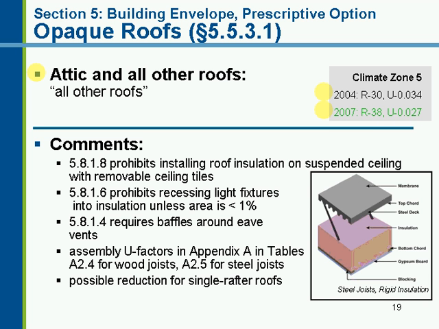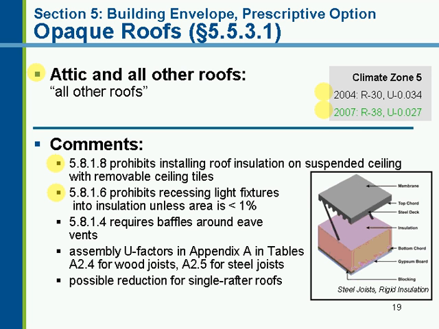A couple of points to note here in the installation instructions. Section 5.8.1.8 indicates that you cannot install the roof insulation on a suspended ceiling with removable ceiling tiles. As you might imagine, it's very easy to put that insulation in when the building is first constructed, it all looks very nice, and then people go in to move the lighting fixtures around, or they go up to work on the sprinkler system, maybe that's above the suspended ceiling, the insulation gets pushed out of the way and never gets put back in the same place, and so it's not a good installation system. So the standard 90.1 prohibits the insulation from being installed there for compliance with the standard.